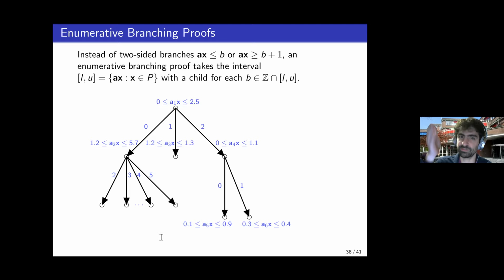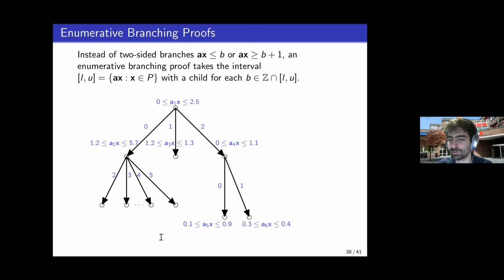Again, you do it in order. And then as you go down the tree, you do the same type of thing. You pick a new branching direction, and you branch on all possible intermediate values until you get to the leaves, where the leaves don't exactly have to be empty, but they just have to correspond to being in between two integer hyperplanes. So here, on the bottom right, the leaf node is labeled by A6x is between 0.4 and 0.3.